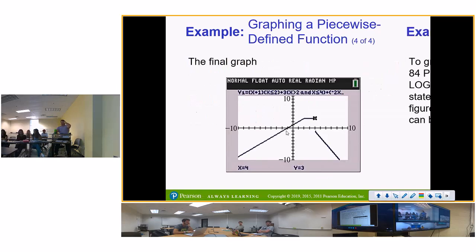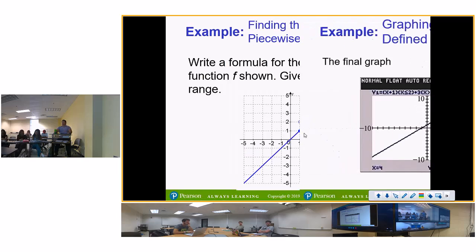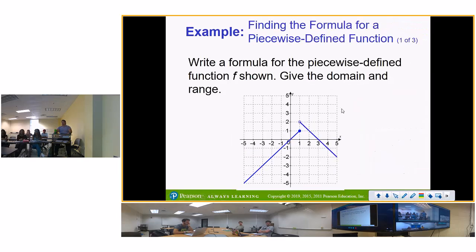Let's see if we can do another one. All right, this one is already given. It says write the formula for the piecewise function. Well, we can do that since it's got a piece of graph paper behind it. Okay? So, we got 2 straight lines.